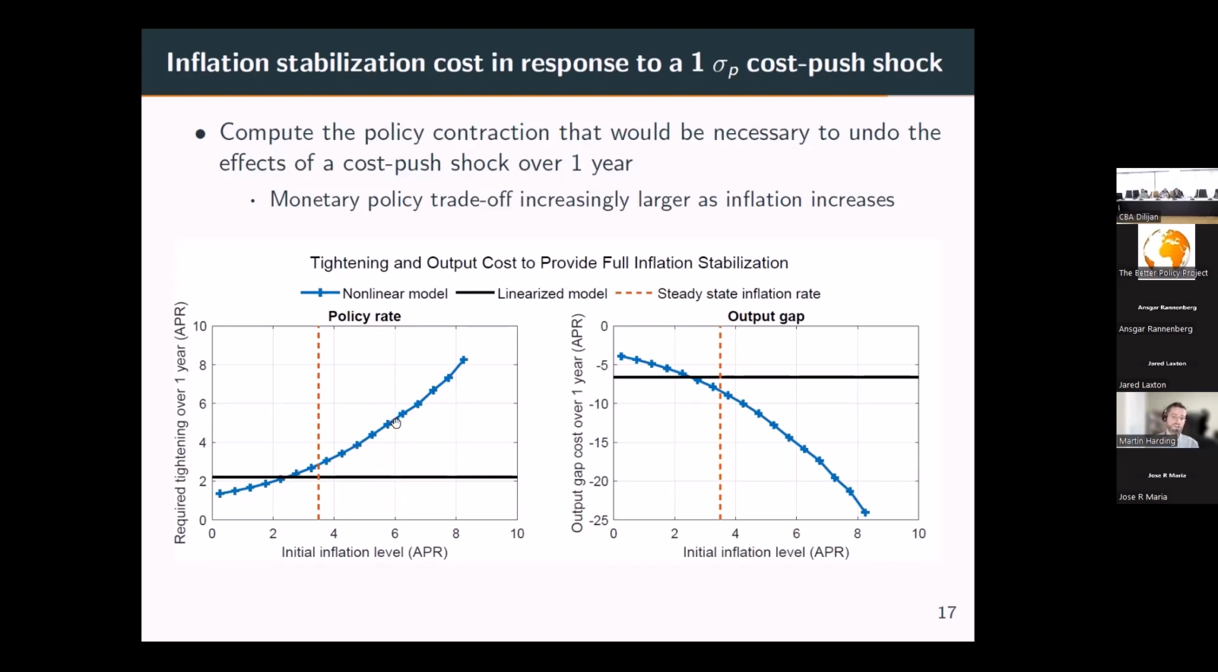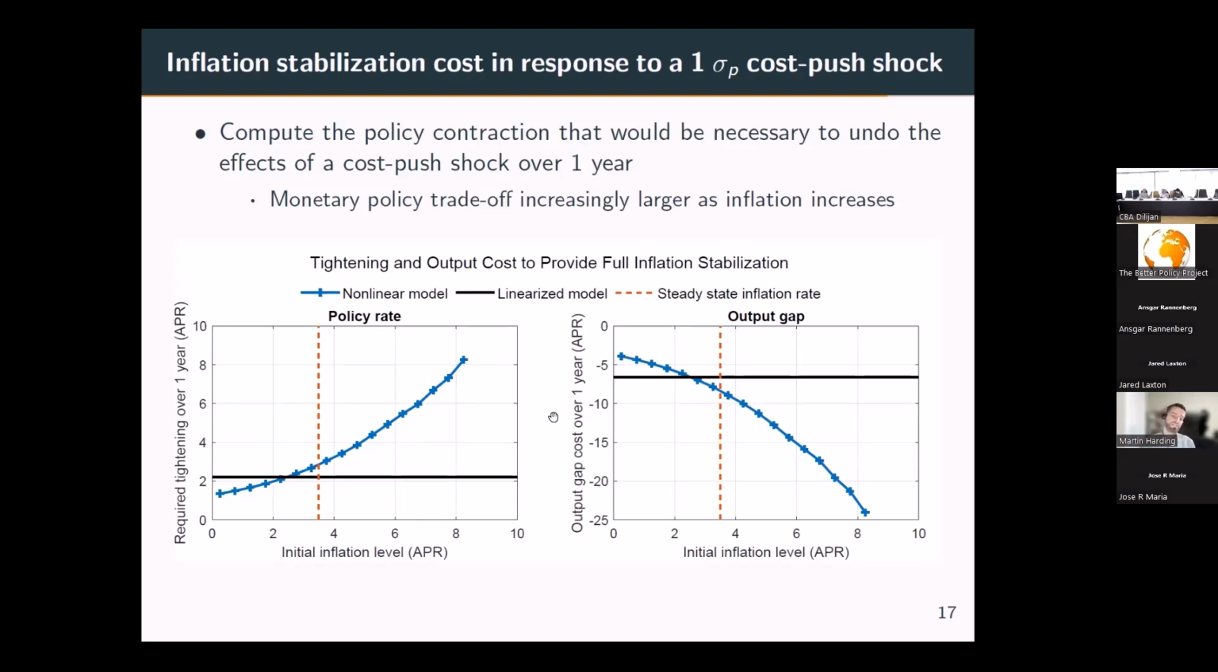This means in order to undo the effect of that cost push shock, you will need something like 500 basis points of monetary tightening. And this is of course associated with a mirror image of that chart here on the right, which is showing you the output gap response. So that tightening is going to be associated with a much larger drop in the output gap.